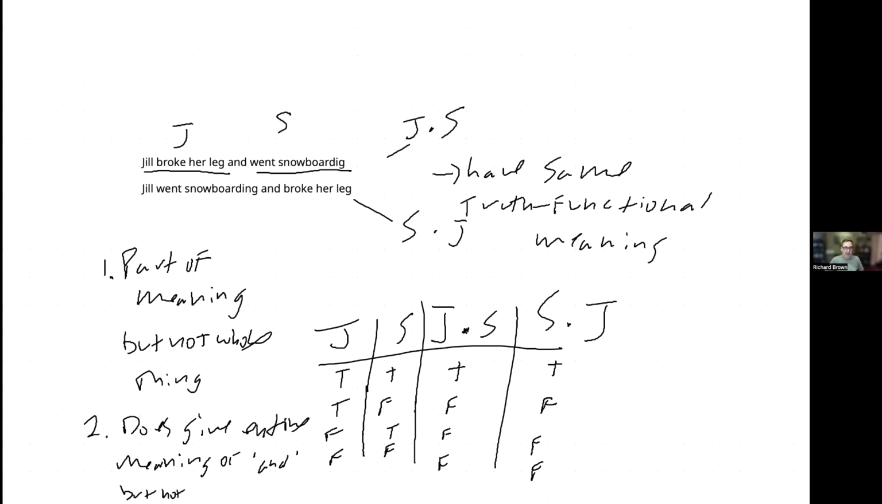So one thing that you might say is that when people say the sentence "Jill broke her leg and went snowboarding," as opposed to "Jill went snowboarding and broke her leg," one thing you could say is, look, those both have the same meaning, but people selectively use one or the other when they're trying to communicate one or the other of these sentences. So you would say this sentence when she went snowboarding and that resulted in her breaking her leg. And you would use this sentence when you would try to indicate that she broke her leg first and with a broken leg went snowboarding.